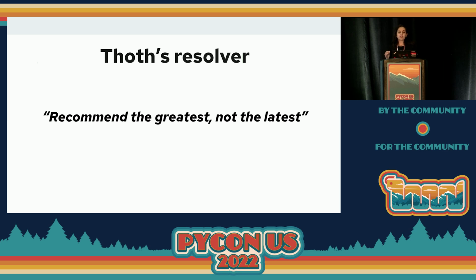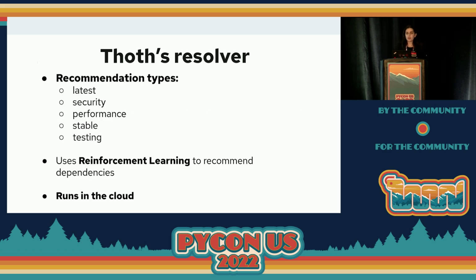The core component behind Thoth's recommendation is called the resolver. And the philosophy behind the resolver is to recommend the greatest and not the latest possible versions for your dependencies. When you install dependencies using pip or pipenv or a similar resolver, the resolution process uses a backtracking algorithm, which will systematically solve your dependencies to the latest possible versions. However, this is not the case with Thoth's resolver, which uses reinforcement learning to solve dependencies in the cloud, therefore using resources from a cluster and not from the user's local machine.